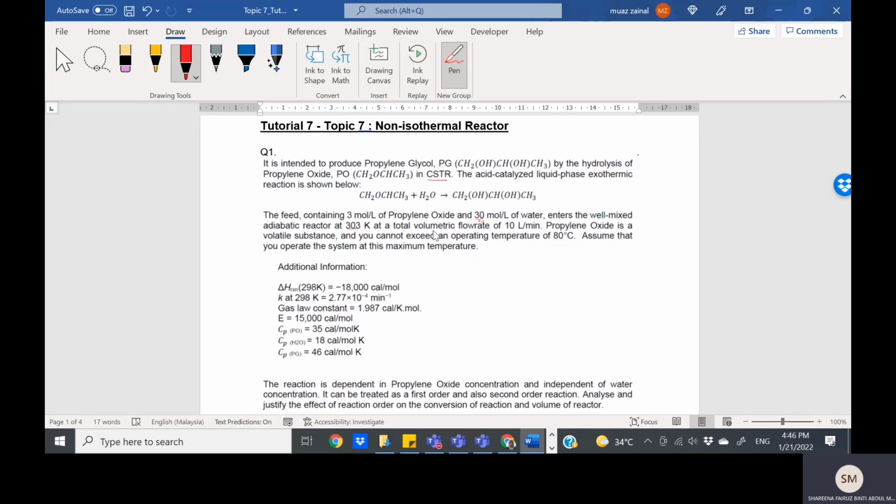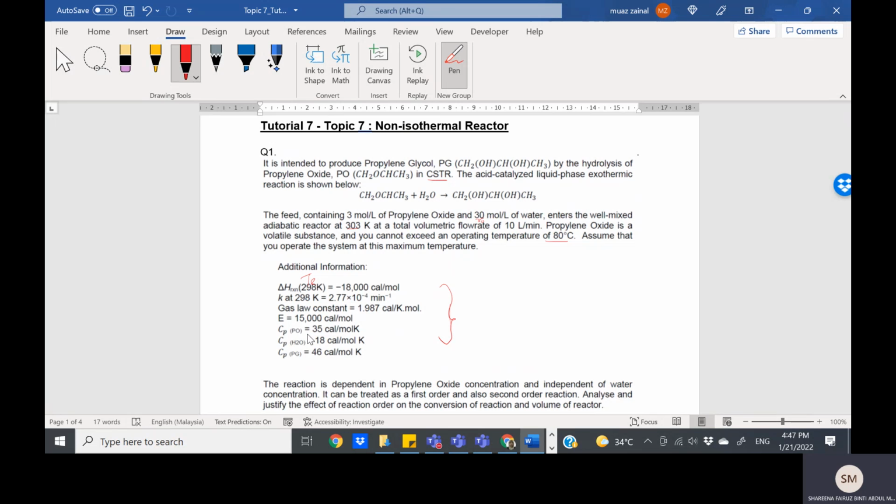Propylene oxide is a volatile substance and you cannot exceed an operating temperature of 80 degrees Celsius. So this will be the maximum temperature. Assume that you operate the system at this maximum temperature. These are the additional information given: the delta H of reaction at TR, where TR is the reference temperature, and also the K at 298 K, the E as well, and the heat capacity for each of the components.